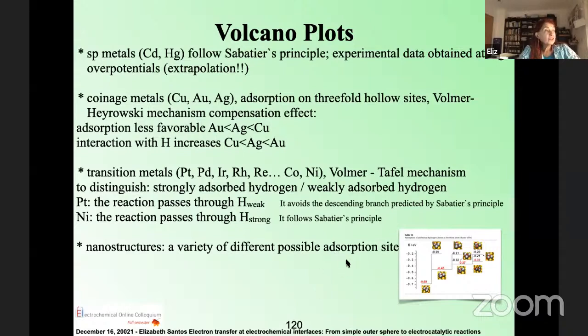In the case of nanostructures, it's still more complicated, because here we have two types of different adsorbed hydrogen, weakly and strongly adsorbed. And when we have a nanostructure, we have a lot of possible sites with different adsorption energies. Then which of these do we choose in order to make a volcano plot?